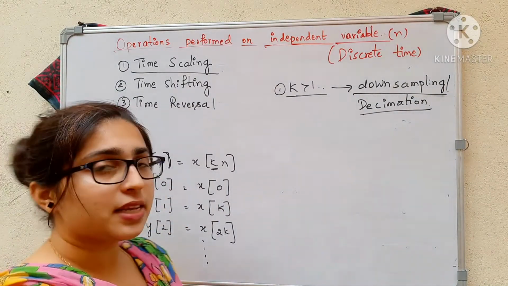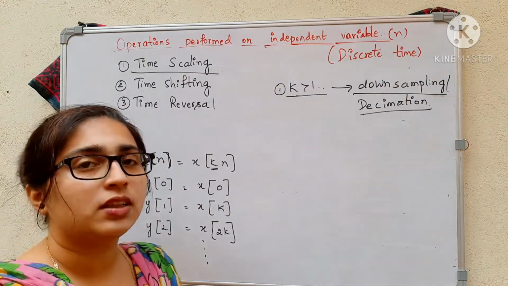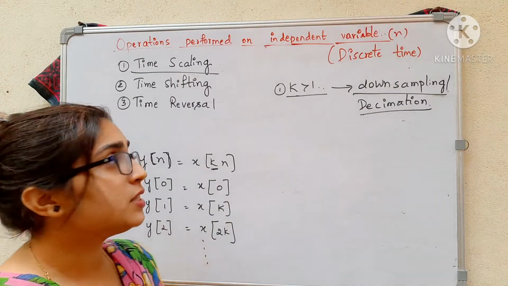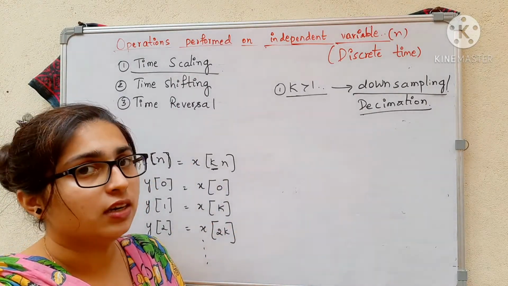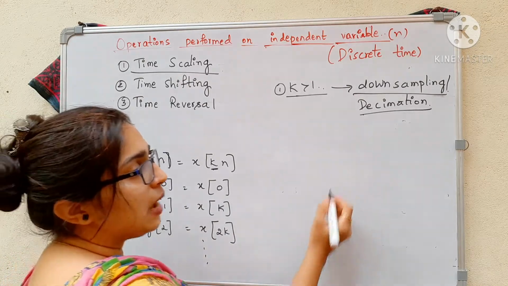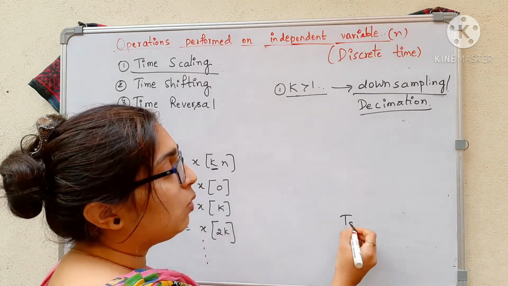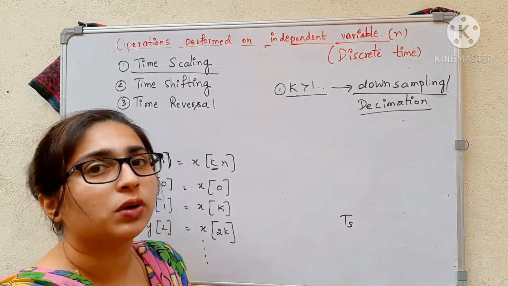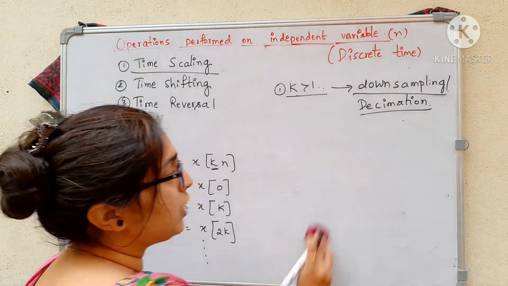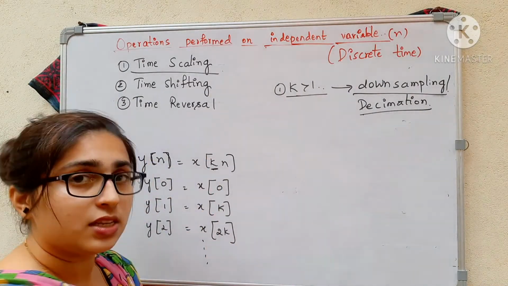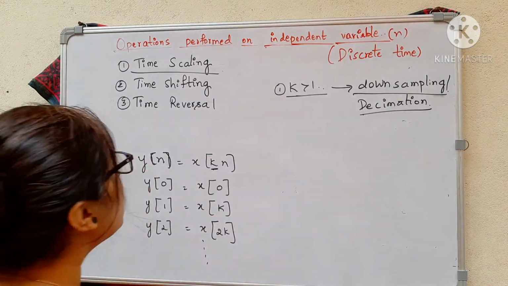This time scaling is used in speech processing applications, because it is changing the rate at which the signal is being sampled. It is sampled at some rate, but by doing the time scaling, the sampling rate is changed. So changing the sampling rate is used in speech processing applications.